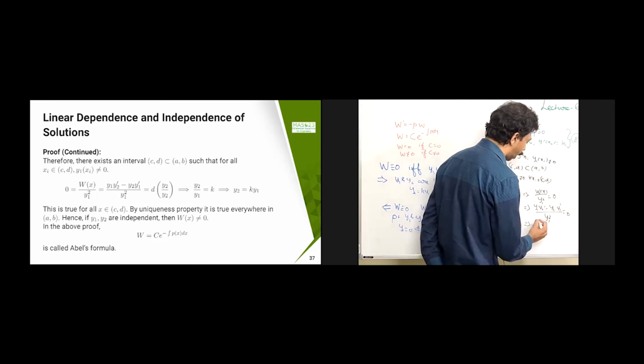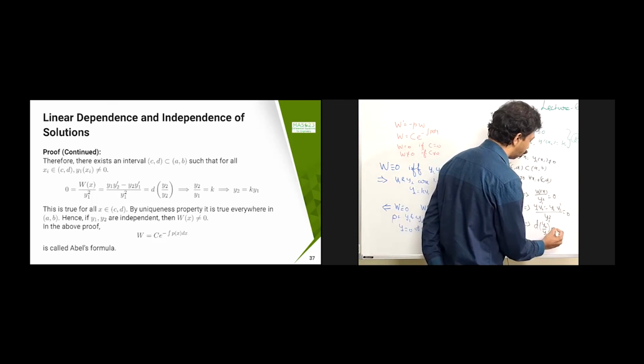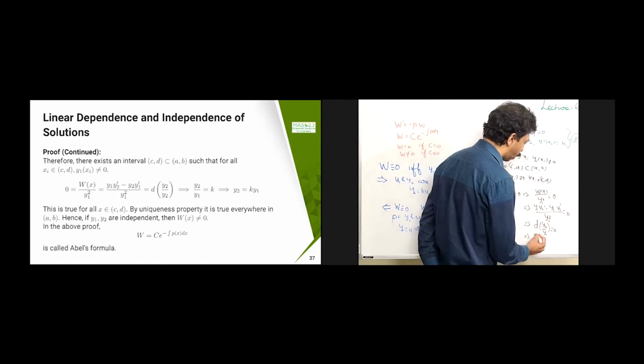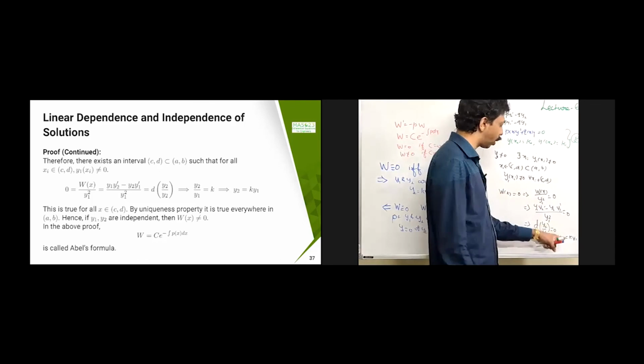Therefore I can write this as d of (y2 by y1) equal to 0. This implies y2 by y1 is equal to a constant, some k, which implies y2 is equal to k times y1. That means y1 and y2 are linearly dependent. So that is going to prove this.